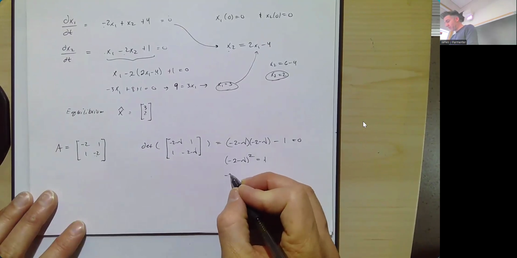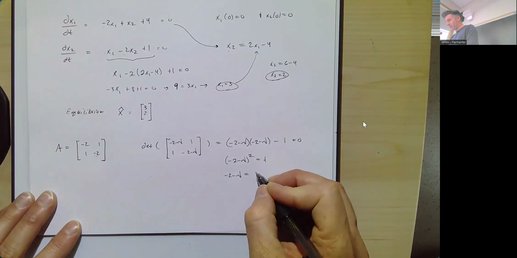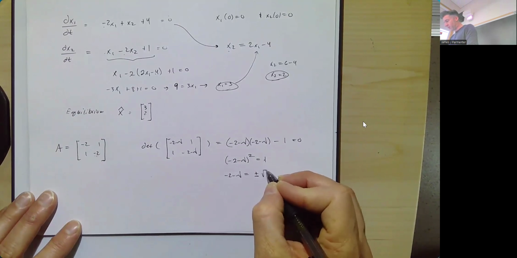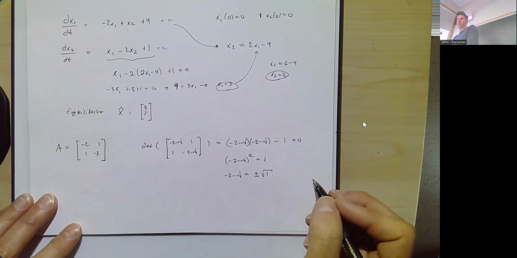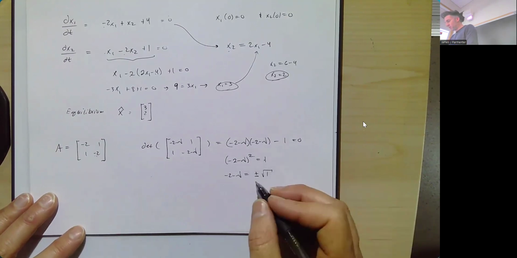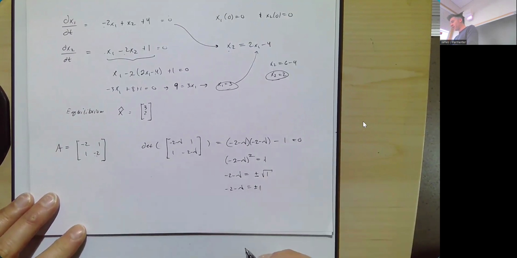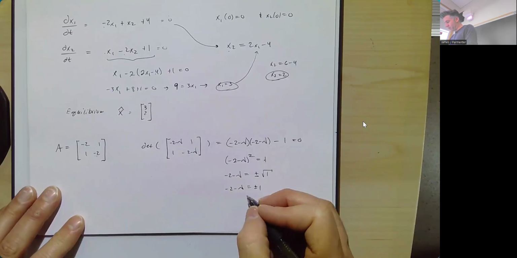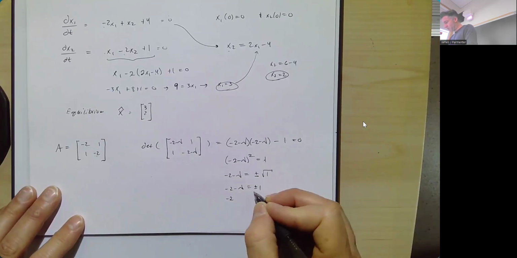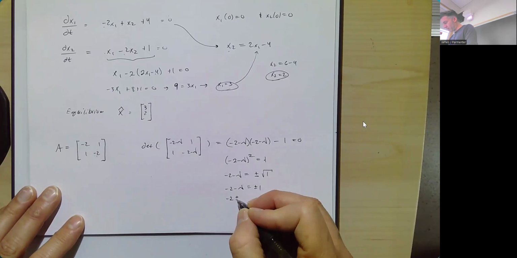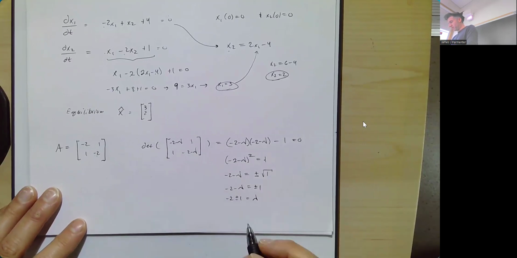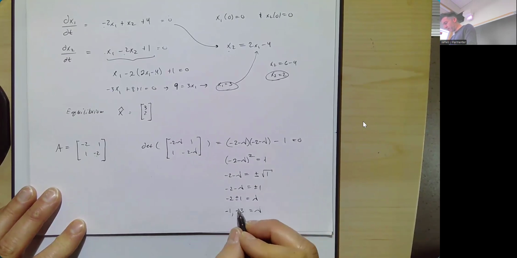That means negative 2 minus lambda is either equal to the positive or the negative square root of 1, which is just 1. That means negative 2 minus lambda equals plus or minus 1. And then I would probably say negative 2 plus or minus 1 equals lambda. So negative 2 plus 1 is negative 1. Negative 2 minus 1 is negative 3. Those are my eigenvalues.